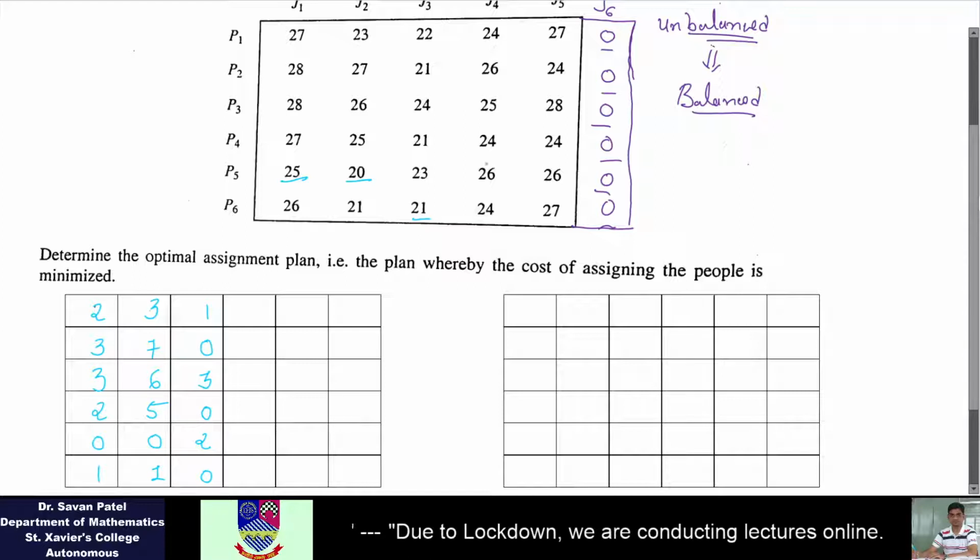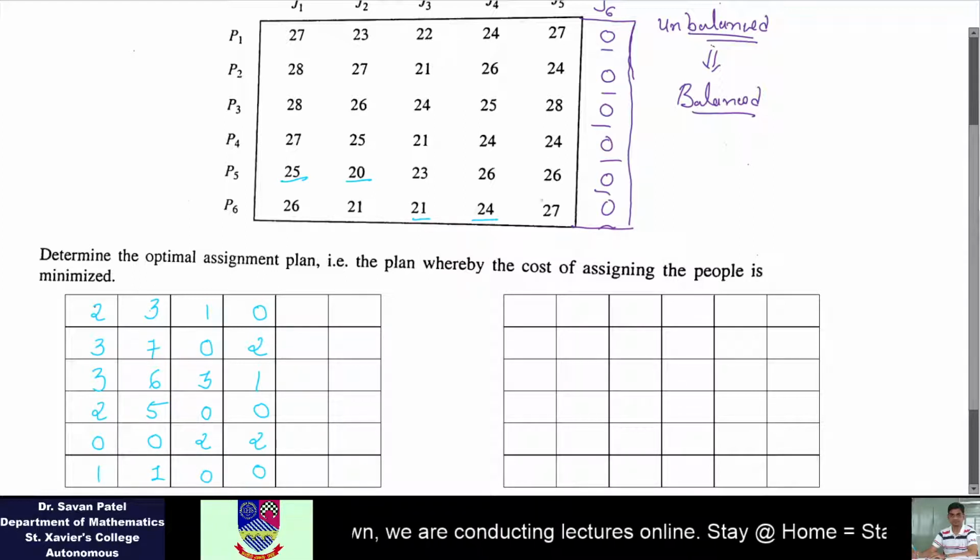Now in this column the minimum is 24. So subtracting 24 from each and every term, here we are having 24 minus 24, so 0. 26 minus 24, so 2. 25 minus 24, so 1. 24 minus 24, so 0. 26 minus 24, so 2. 24 minus 24, so 0.